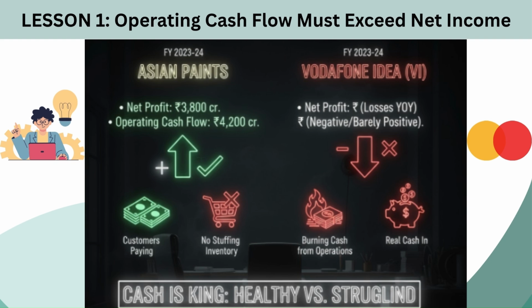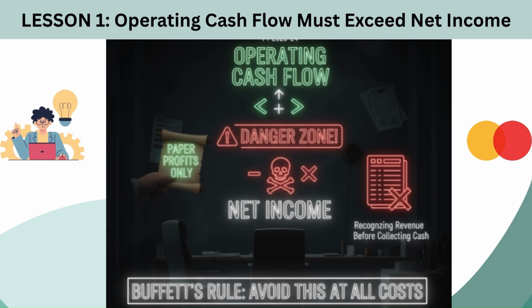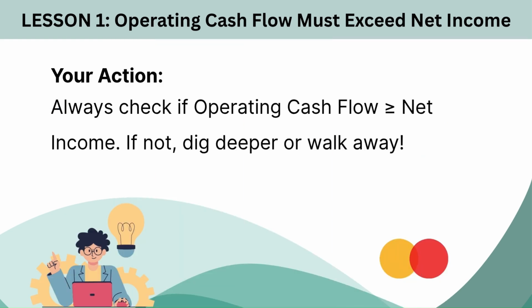Contrast this with Vodafone Idea. Chronic losses with negative or barely positive operating cash flow, they're burning cash from operations. Buffett's rule: if operating cash flow is consistently lower than net income, the profits might be on paper only. The company could be recognizing revenue before collecting cash. Danger zone. Your action: always check if operating cash flow is greater than or equal to net income. If not, dig deeper or walk away.